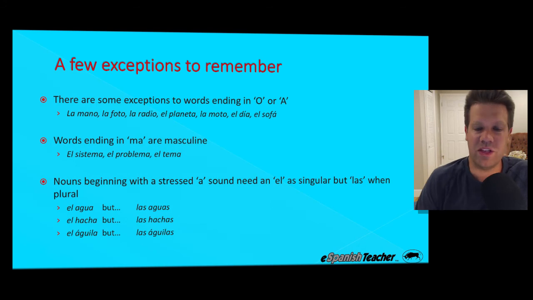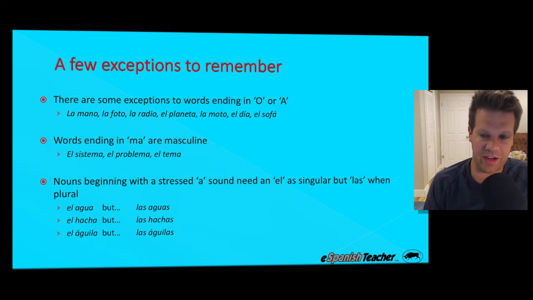Finally, nouns that begin with a stressed A sound need el when they are singular. So they're masculine when singular, but they revert to feminine when plural. All right, so let's look at what these are. El agua, the water, but when it's plural, it's las aguas. El hacha means the axe, but when it's plural, it's las hachas. And el águila, águila means eagle. El águila, singular, but when it's plural, it's las águilas.